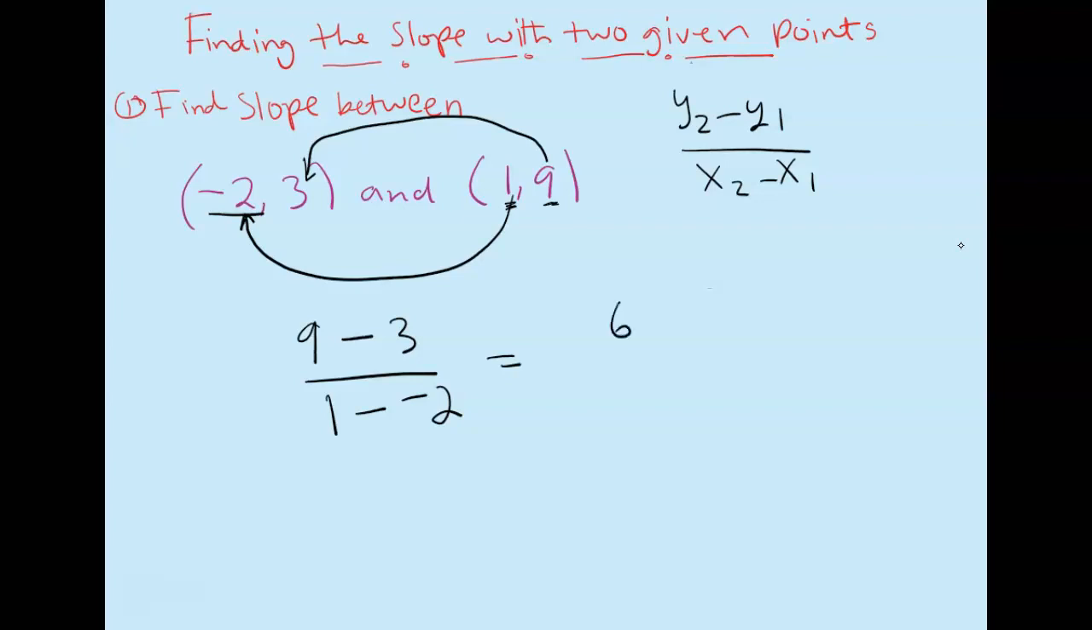9 minus 3 gives us 6. Here 1 minus -2 becomes +2. And I have addressed this one: anytime you're subtracting a negative, it tends to become plus. And this becomes 6 over 3. This is 3 over 1, or you can say 3. So the slope is 3. Let's look at another one.